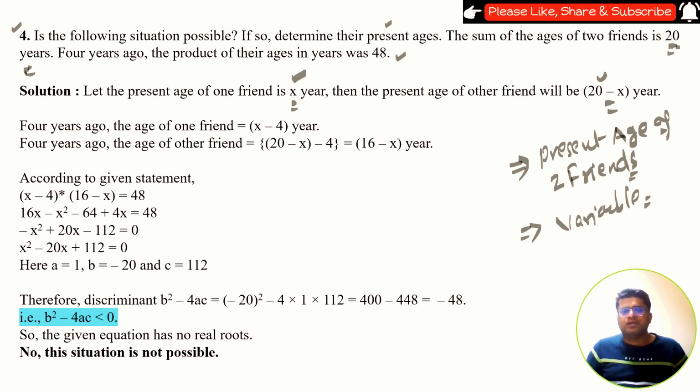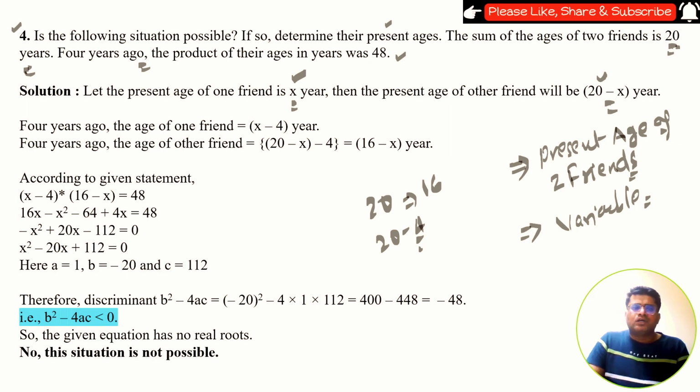I hope you understand this, how I suppose the age of one friend and the age of another friend. Okay. Now what is it saying? It is saying 4 years ago. It means 4 years ago. If now your age is 20 years, 4 years ago, what will be your age? 16. How you find? 20 minus 4. Similarly, for x and for 20 minus x, just subtract 4 from the x and subtract 4 from the 20 minus x. Then we find the values 4 years ago. The age of one friend is x minus 4 years, and 4 years ago the age of the other friend is equal to 20 minus x minus 4, and this is coming 16 minus x here.